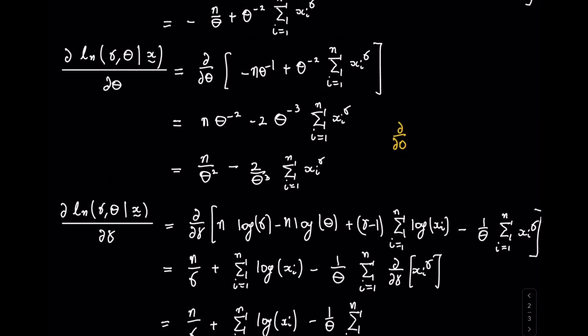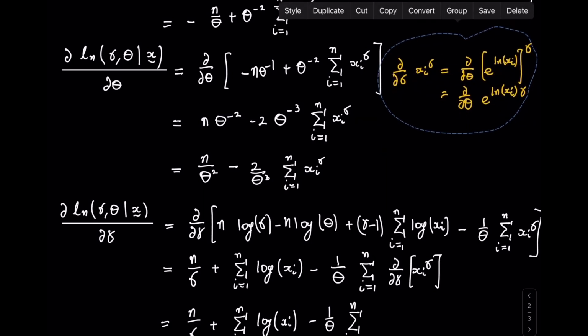d on d gamma of xi to the gamma. We can think of this as d on d gamma of e to the ln xi to the power of gamma. All right, because if you take e to the ln xi, that will give you back your xi. This then becomes the partial derivative with respect to e to the ln xi theta, and I might move this up just a little bit for us.